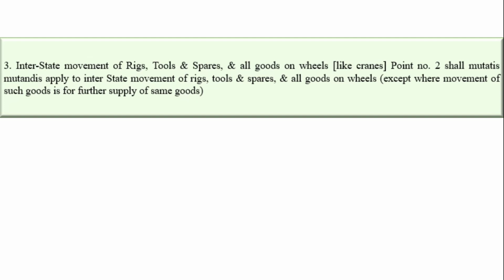Interstate movement of rigs, tools and spares and all goods on wheels like cranes. Point number 2 shall apply mutatis mutandis. Mutatis mutandis means whatever applies to the second point applies, with some alteration, to the third point: interstate movements of rigs, tools and spares and all goods on wheels, except where the movement of such goods is for further supply of the same goods. That means if you take the same goods, tools, rigs, spares or other goods to another state, and the purpose is not to supply them but to take them to the other state for some work, then it is not considered as a supply and GST is not leviable on it. So it is also covered under the negative list.